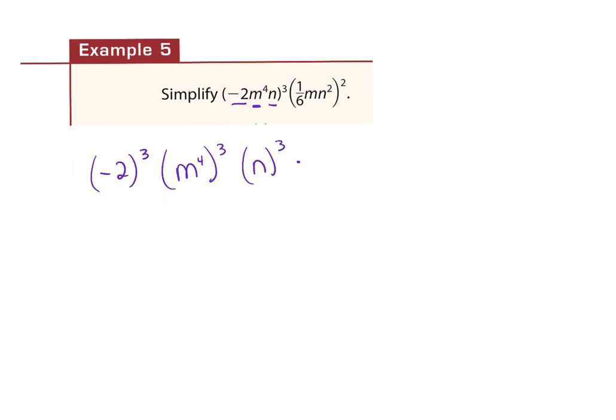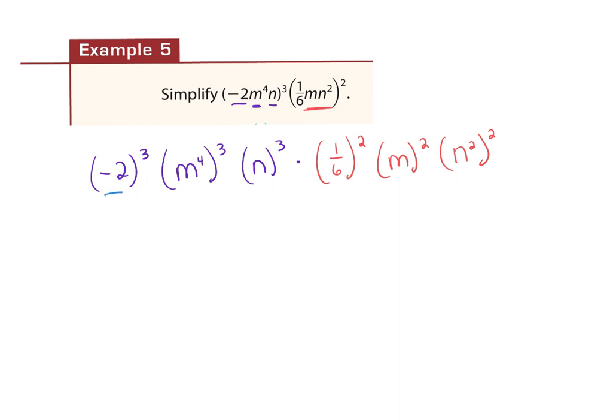That is being multiplied by this group. This group is being raised to the second power. So I have 1/6 raised to the second power. I have an m raised to the second power. And I have an n squared raised to the second power. Okay? So I'm going to simplify all of those before I start putting my numbers and my variables together. Okay? And we'll talk about that fraction.